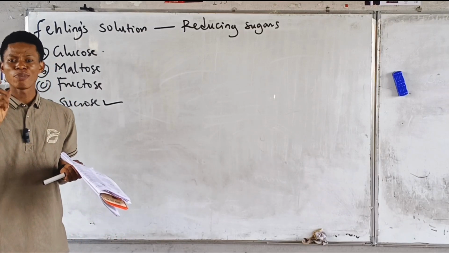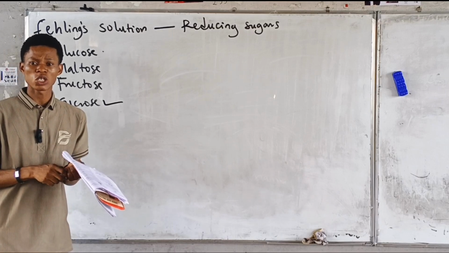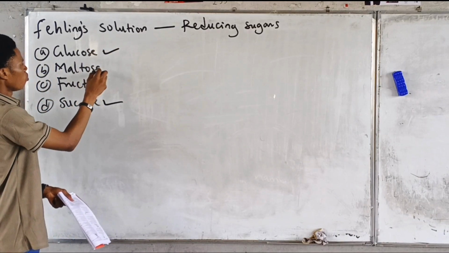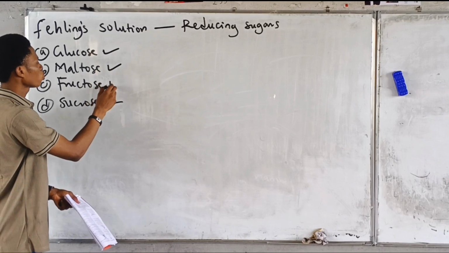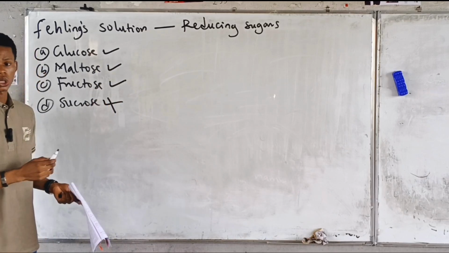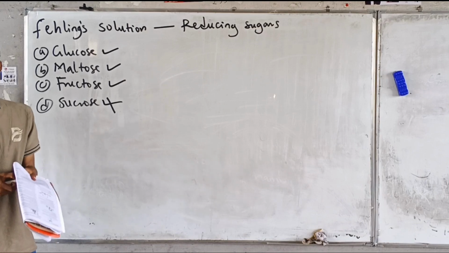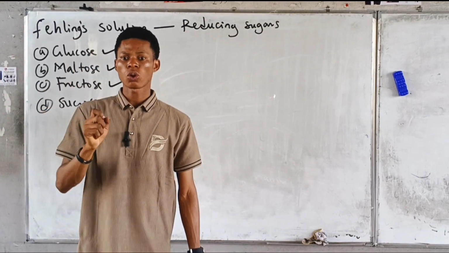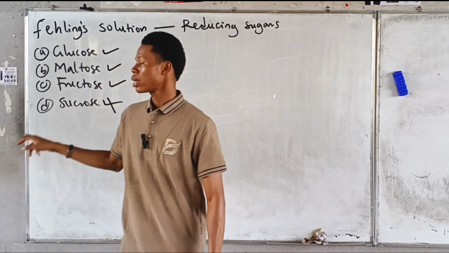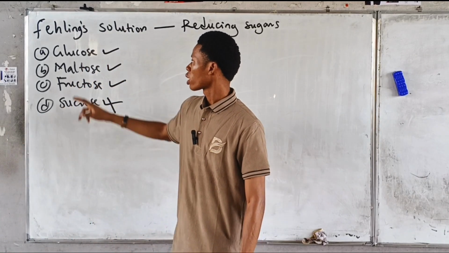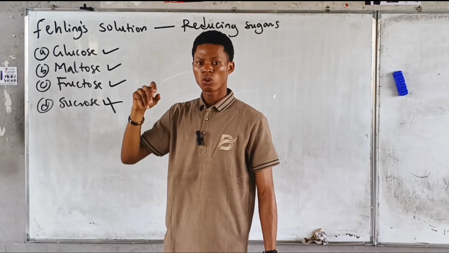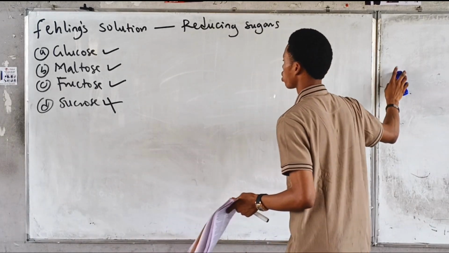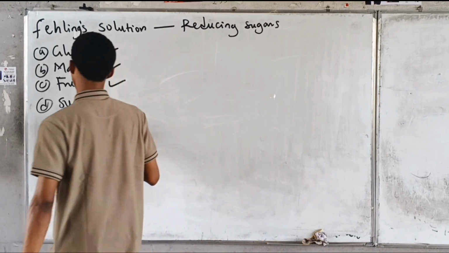So for the color to remain blue, it means the sugar present is not a reducing sugar. Glucose is a reducing sugar. Maltose is a reducing sugar. Fructose is a reducing sugar, but sucrose is not a reducing sugar. So take note that all monosaccharides are reducing sugars, and all disaccharides also, except sucrose. And the positive test of Fehling's solution is reddish brown. So the answer to that question is sucrose. All right.